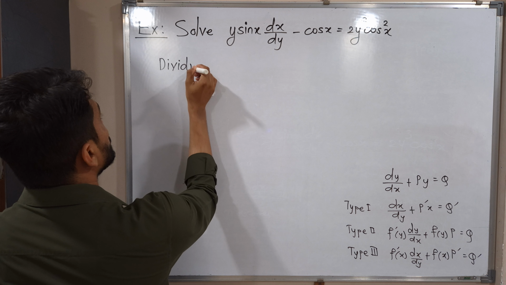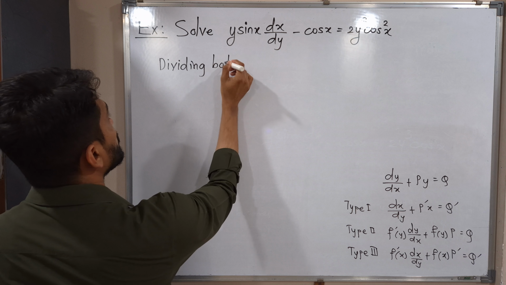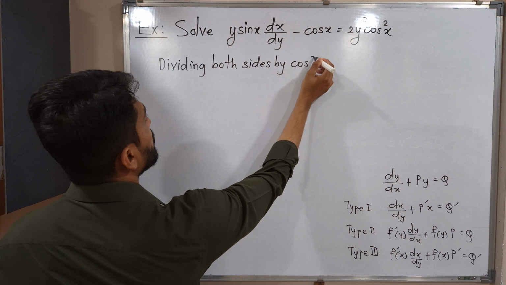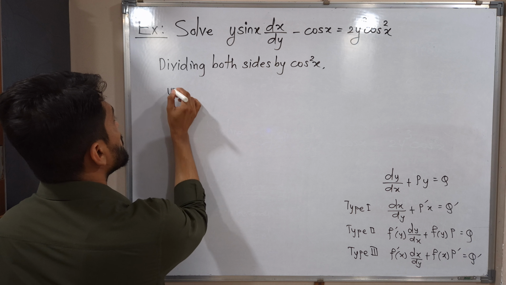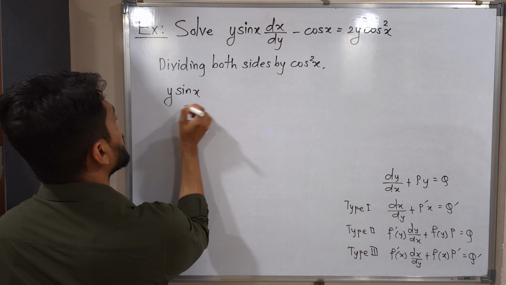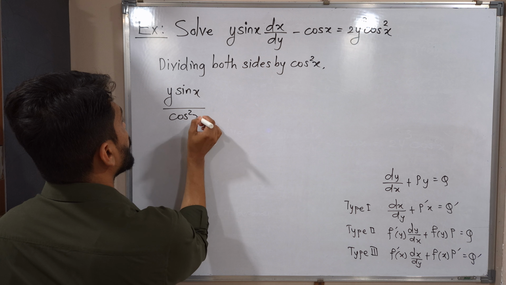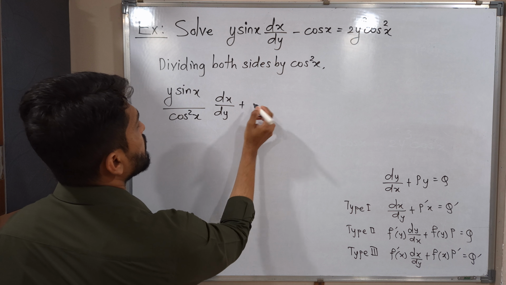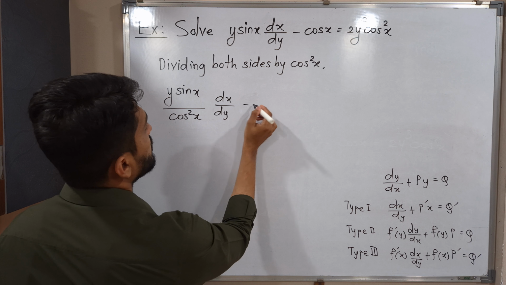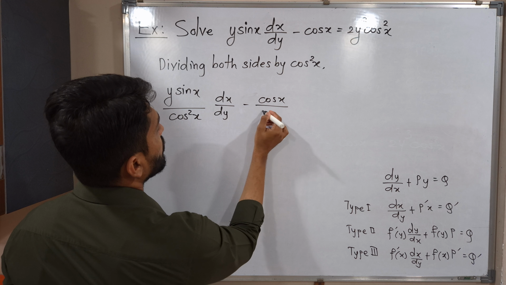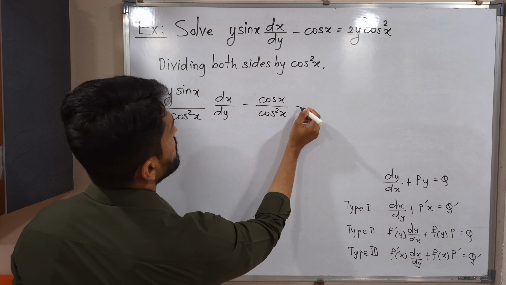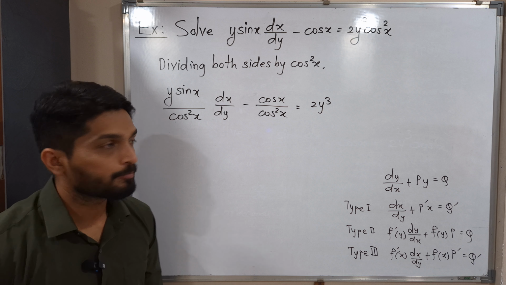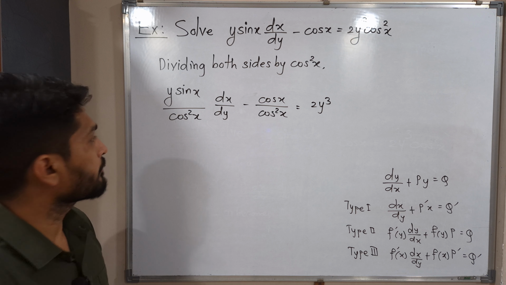Dividing both sides by cos square x. Okay, so it means y sin x upon cos square x dx by dy. The middle term also I will divide. See, minus sign is there, na? Minus cos x upon cos square x. So this is equal to 2y cube. If you divide by cos square x, it will get cancelled, right? Okay. So let us simplify it.